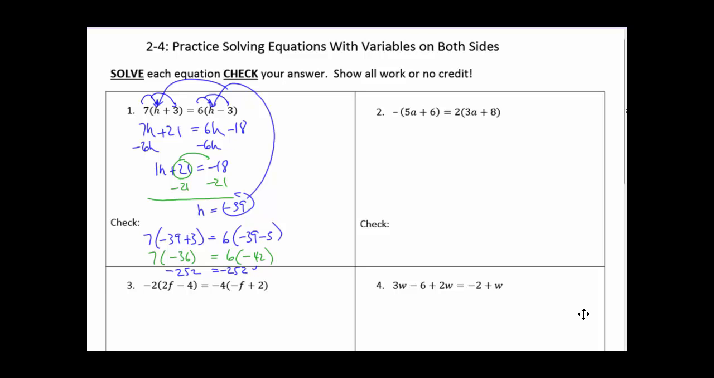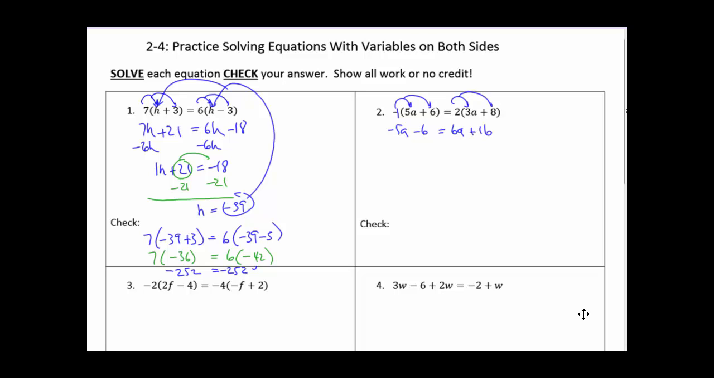Okay, number 2. Don't get confused. Remember this symbol out here, negative sign. Just remember with no number out here, we treat it as a negative 1. So we're going to distribute a negative 1 through, or think opposite of both terms inside. So we're going to get negative 5a minus 6, and then we're going to distribute the 2 to both. So we get 6a plus 16.